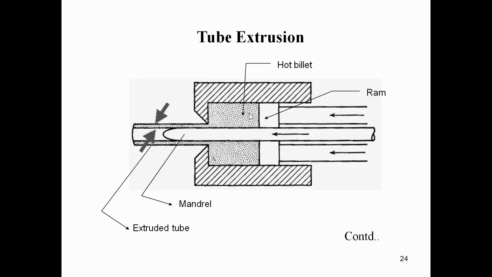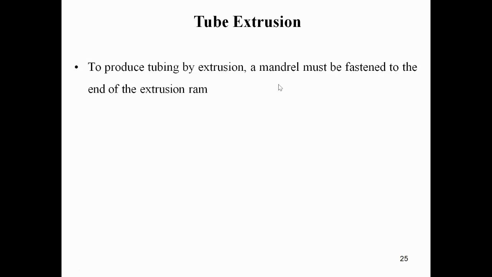Next there will be a die, and all of this is inside a thick-walled container. This tube extrusion is a direct extrusion using a mandrel attached to the ram face, as shown in the figure.